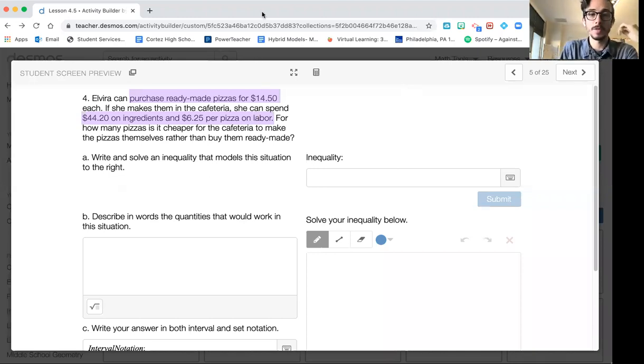Elvira has the option to purchase ready-made pizzas like Elio's or something you would bake at home, but Elio's I think is the top one. However, if Elvira makes them in the cafeteria, she can spend $44.20 on ingredients and $6.25 per pizza on labor. So as a quick sketch, there's the option to use the oven. So the oven pizza, it's got knobs on it.